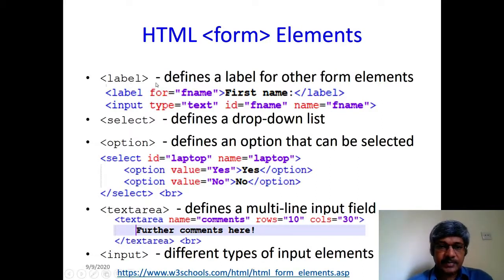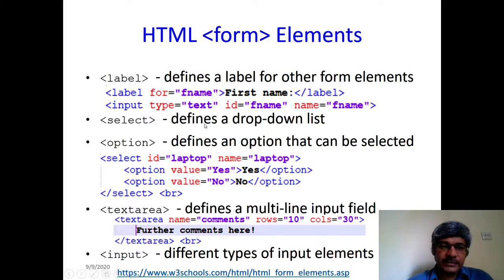There is this label element, which defines the label for other form elements. Say, for example, this is the label tag for fname. So this is the first name label. Then there is this input type text, which is a text box, and it has the name fname. Since you specified for=fname, whenever you click anywhere on the label, the cursor goes into that particular text box. I will show it in the example. That's about the label.